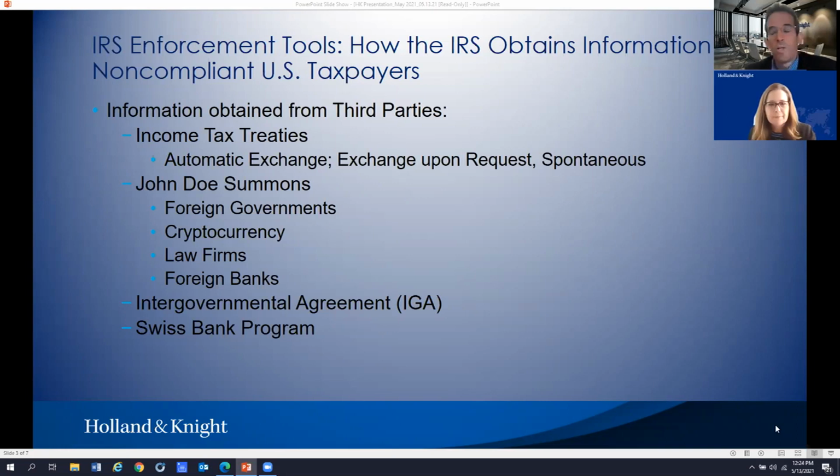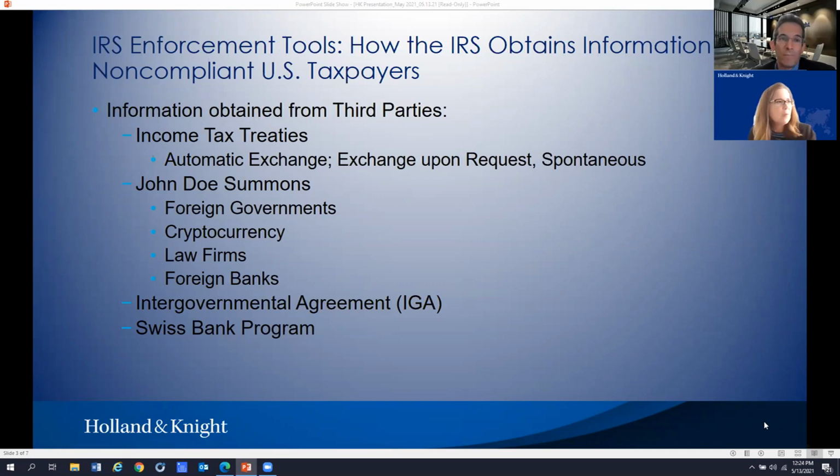Jump in for one more issue. John Doe summons have also been issued over the years to PayPal, to MasterCard, to American Express, name it, it's been done or will be done in the future. So the IRS is not shy about who it issues John Doe summons to for its own purposes.